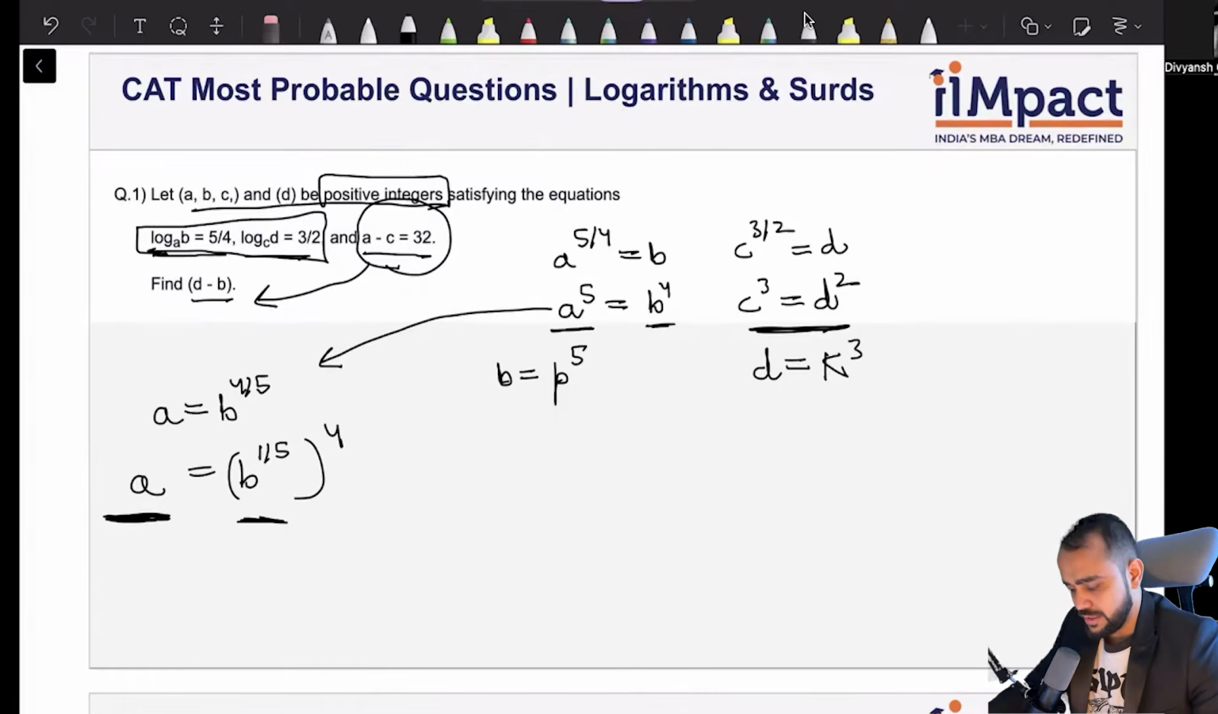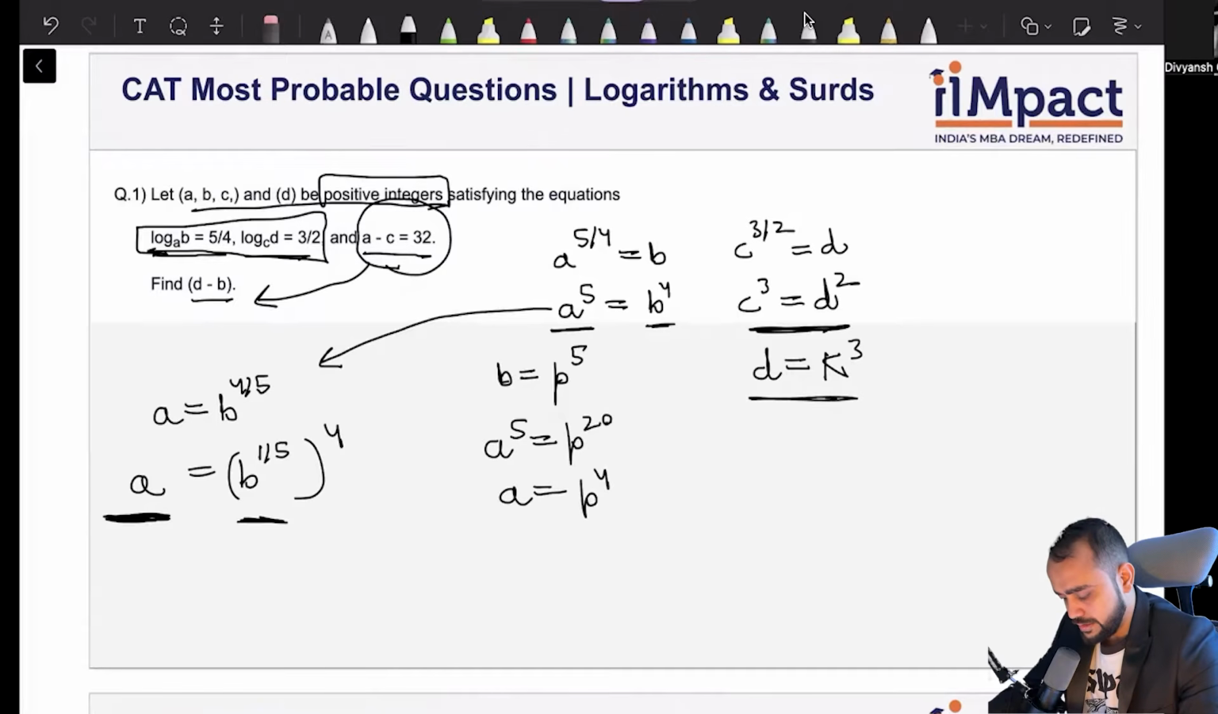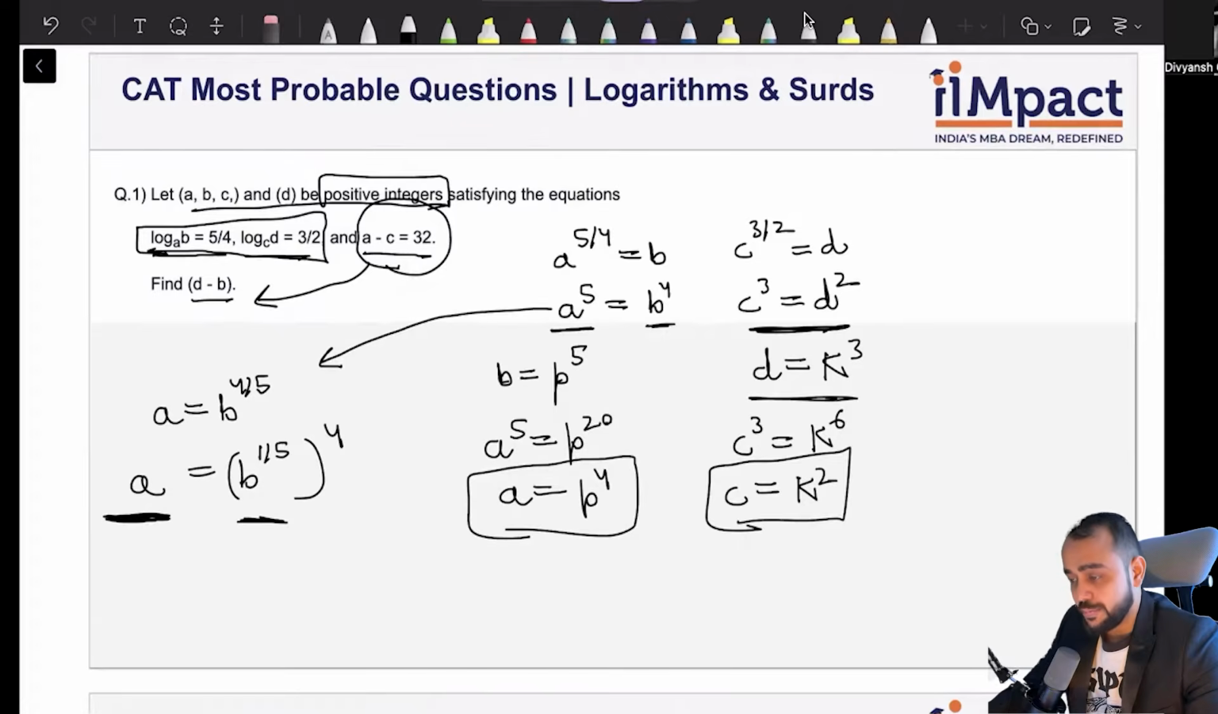When I substitute this, I will get A to the power 5 is equal to P to the power 20, or A is equal to P to the power 4. Same thing here, I will get C cube is equal to K to the power 6, or C is equal to K square. Make a note that this is again a result you could have arrived at from the first step itself here.